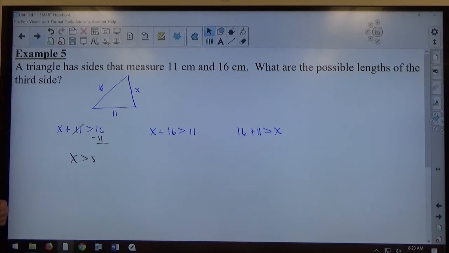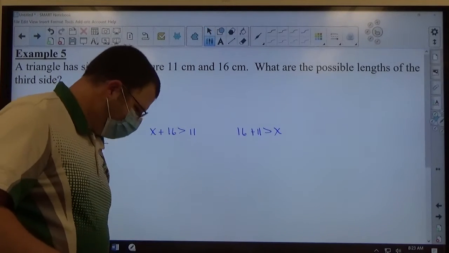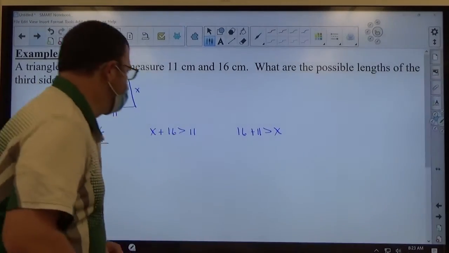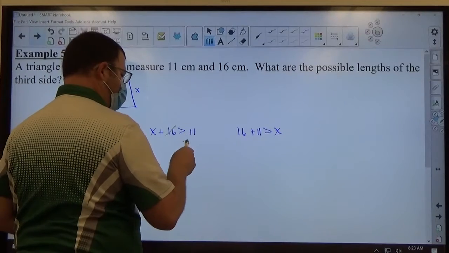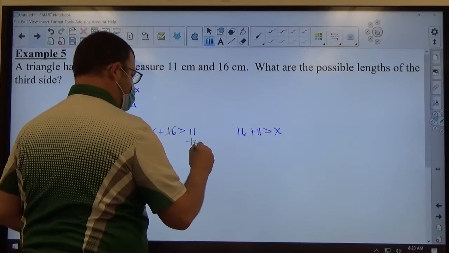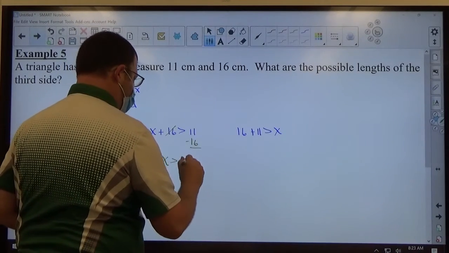Which there are numbers greater than 5, right? So x would be 6 or 7 or so on. If I take a look at the second one, if I move the 16 over, minus 16, that gets me x is greater than negative 5.